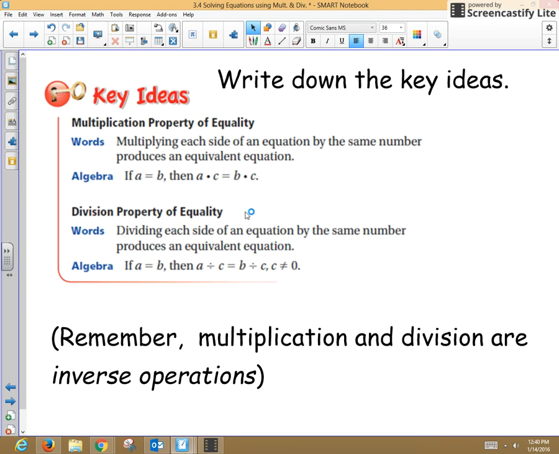Division property of equality says that dividing each side of an equation by the same number produces an equivalent equation. So if A equals B, then A divided by C equals B divided by C. But remember, C cannot equal 0 because we cannot have 0 in a denominator. Remember, multiplication and division are inverse operations of each other. So pause the video and write this down.